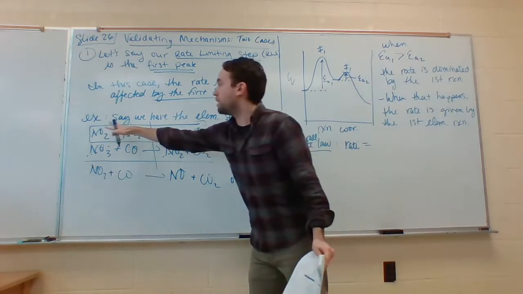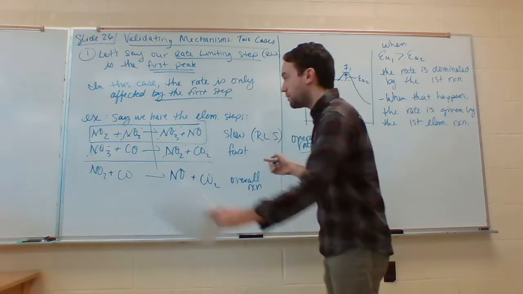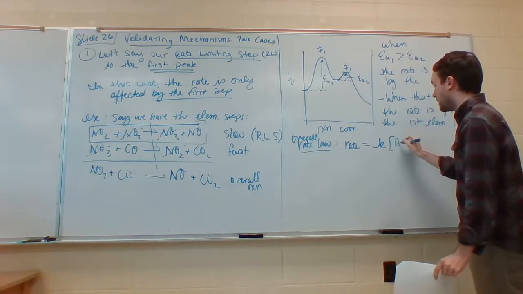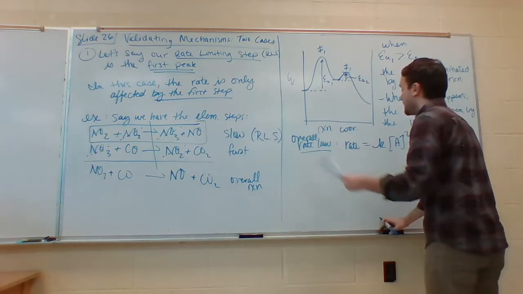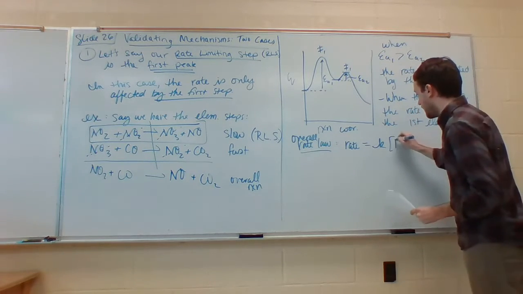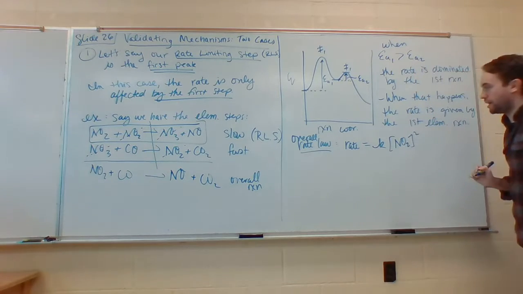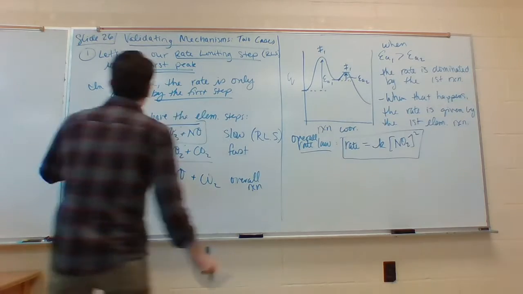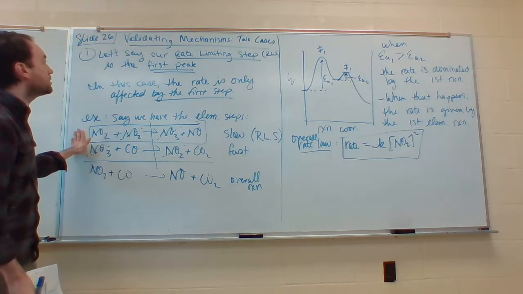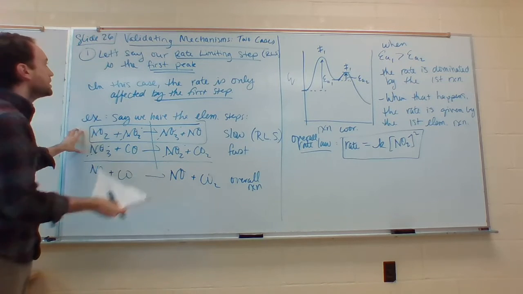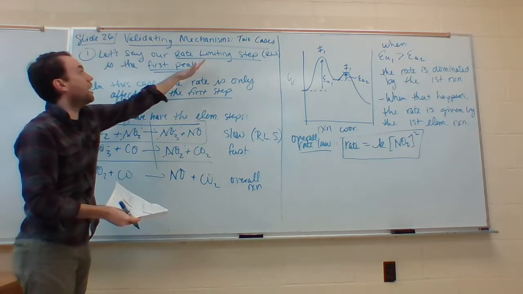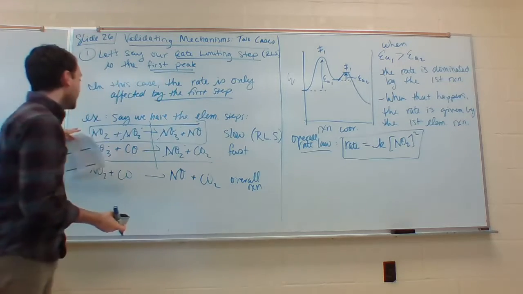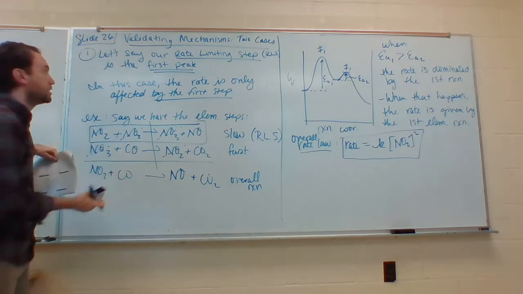saying, I know that I have an A plus an A. Those two species are the same, which means it's going to be the rate constant times my concentration of A squared, but in this case, A is NO2, so it's going to be the concentration of NO2 squared. So that would be how we figure out our rate law based on the elementary steps, our elementary reactions, if our rate limiting step is the first peak. It's the first peak, so it's dictated by the first elementary reaction.